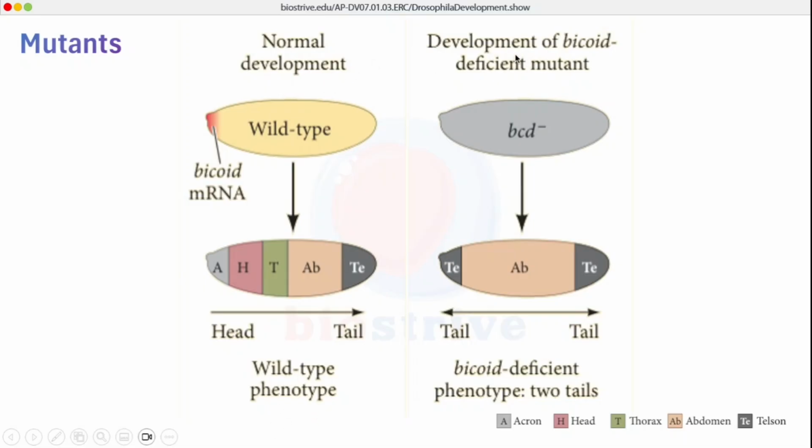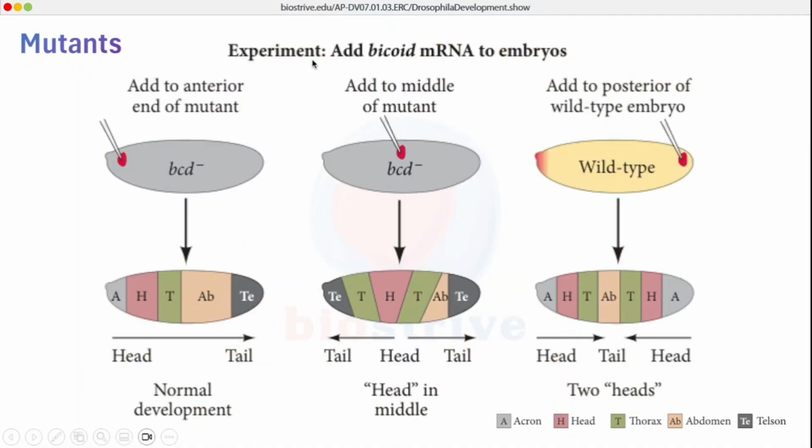But what will happen if the embryo is Bicoid deficient? If the embryo is Bicoid deficient, at the anterior end, though Akron is present, it will behave like Telson. There will be tail followed by abdomen followed by tail. So this Bicoid deficient embryo will have a two-tail phenotype. Let's talk about this experiment where we add Bicoid mRNA to certain embryos. The embryo is Bicoid deficient, and if we add Bicoid mRNA to the anterior end, it will lead to normal development.